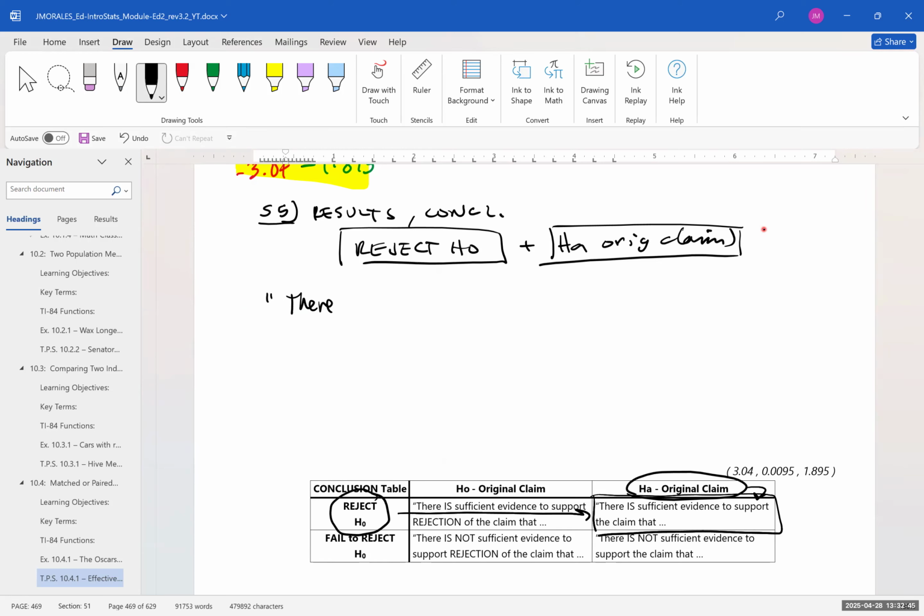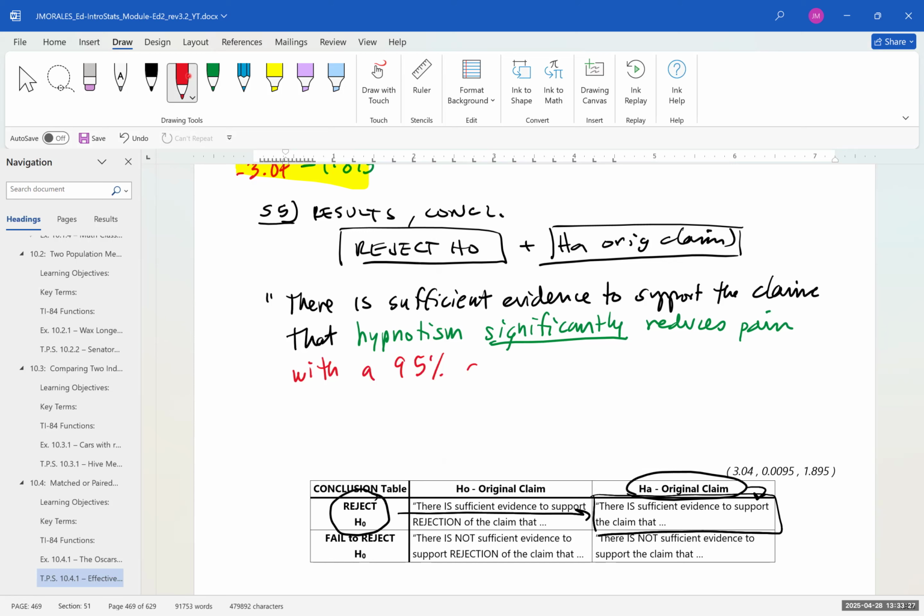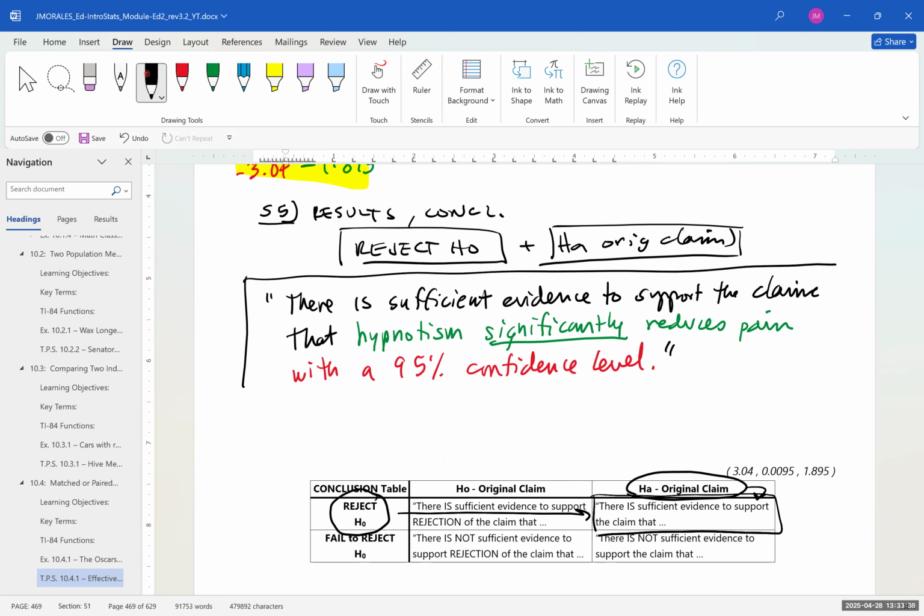So there is sufficient evidence to support the claim that hypnotism significantly reduces pain with a 95% confidence level. And that is our conclusion.